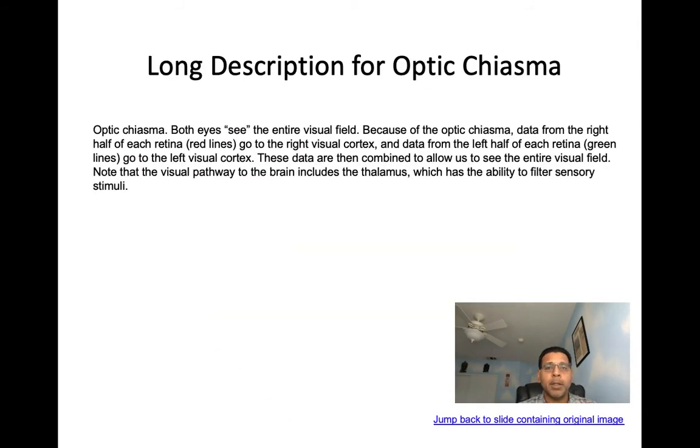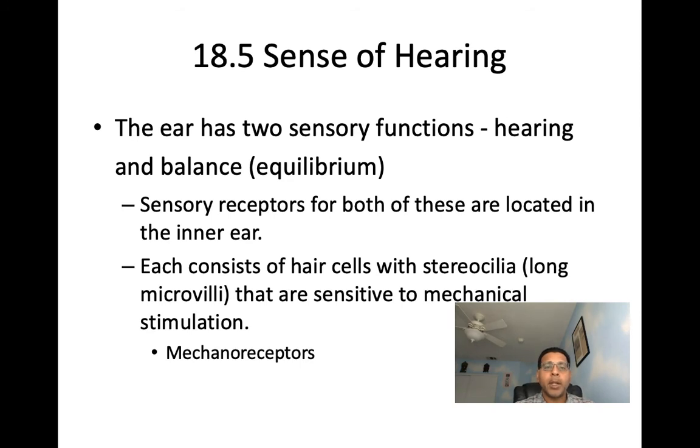All right, let's move over then to the sense of hearing. Now, when we talk sense of hearing, I'd like you to know the ear has two sensory functions, we said, hearing and balance, maintaining equilibrium. Our sensory receptors for both of these are located in the inner ear. So the middle ear and the outer ear are only involved with allowing sound to make its way to that inner ear. Each is going to consist of hair cells with stereocilia, which are long microvilli, and they're going to be sensitive to mechanical stimulation. So they are our mechanoreceptors.